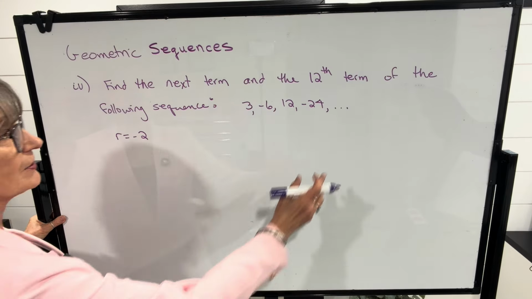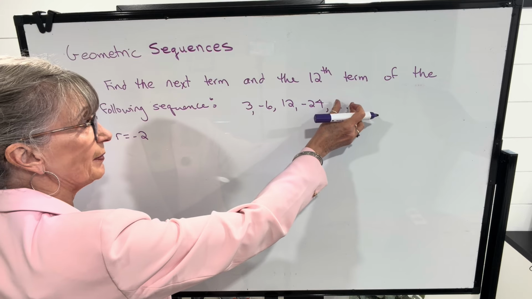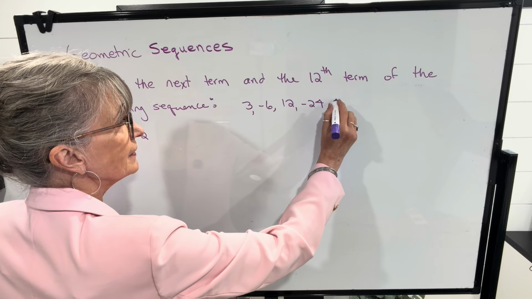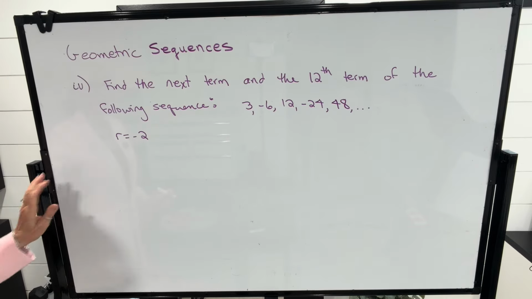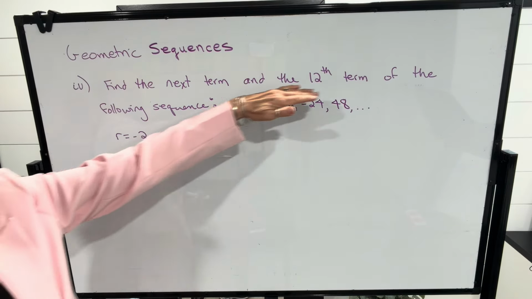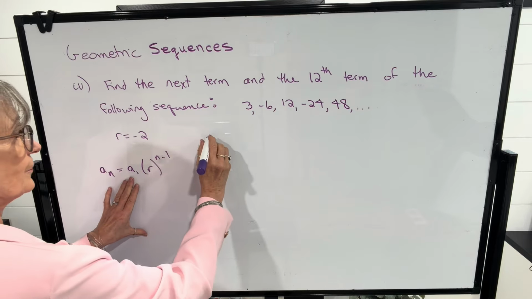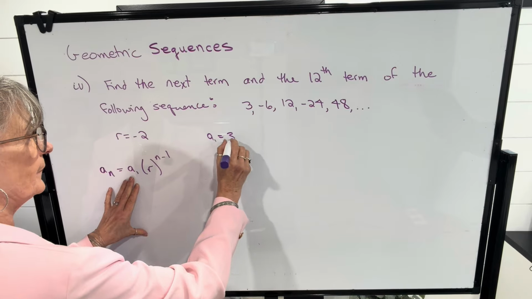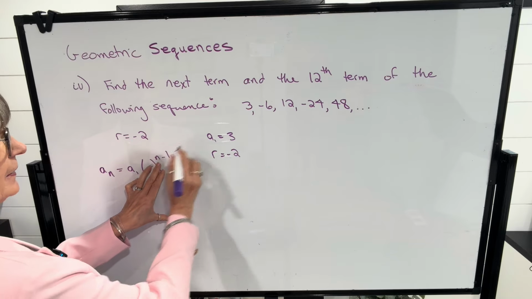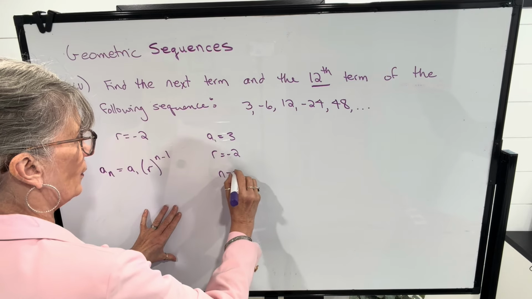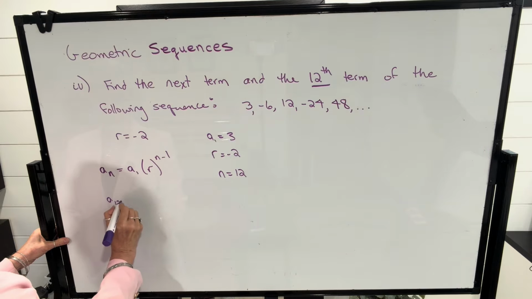If I want to find the next term, all I do is take this term of -24 and multiply by -2 to get 48. So 48 would be my next term. Now I don't want to continue multiplying by -2 to get the 12th term, so I'm going to use my formula for that. So in the formula, I need the first term, which is 3. I need the common ratio, which is -2. And I need n, if I'm finding the 12th term, n is 12. So let's plug those values into the formula to find a12.